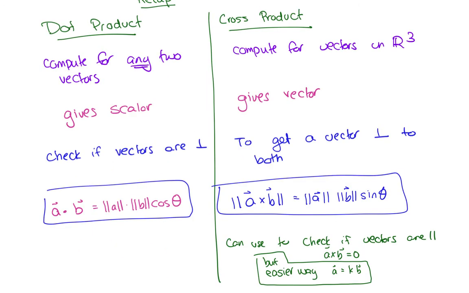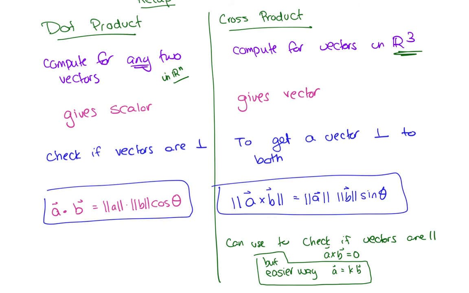Okay, let's go ahead and finish up by just doing a little recap, compare and contrast of our dot product and our cross product. So the dot product you can compute for any two vectors, right? So they can be in Rn, as long as they're the same dimension as each other, it doesn't matter how big they are. Where the cross product you can only do if you're in R3. So that's a big difference between the two. The dot product gives you a scalar. It just gives you a single number back, where the cross product gives you a vector.